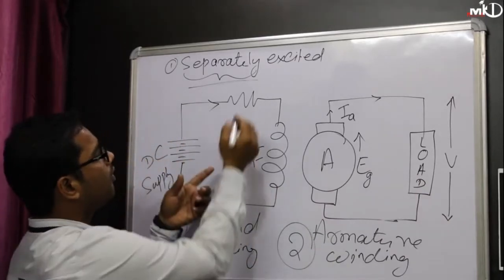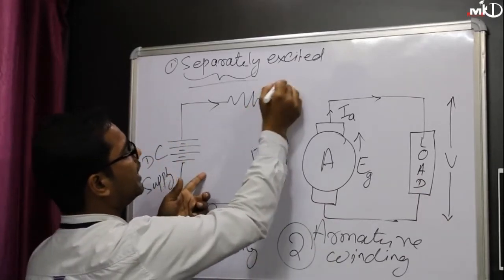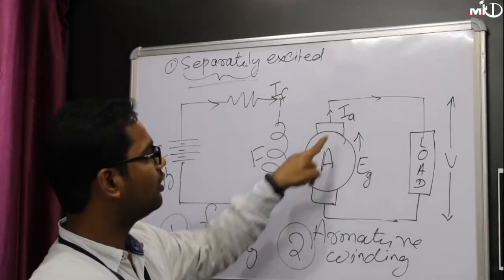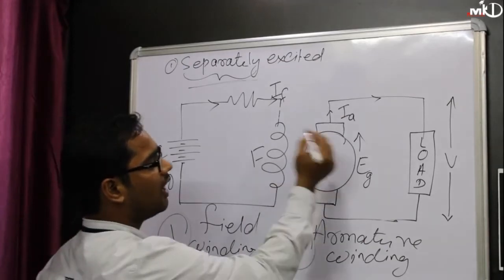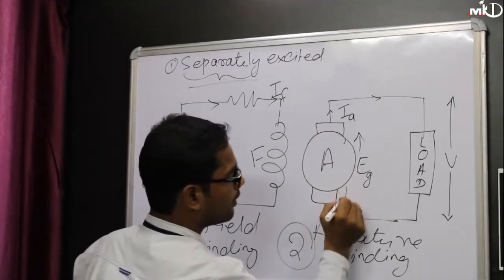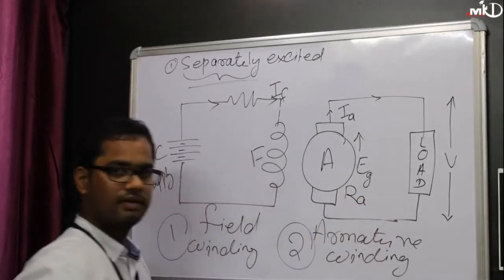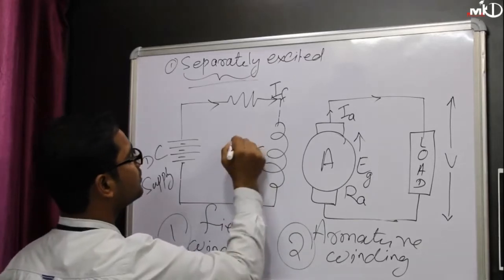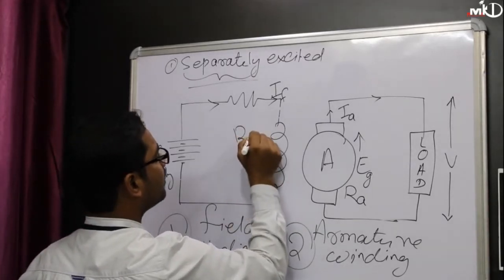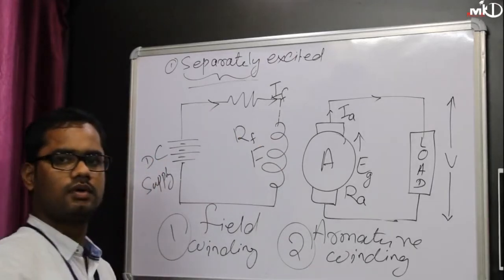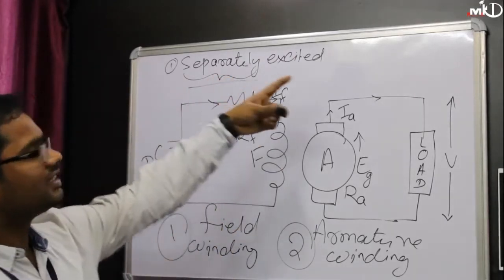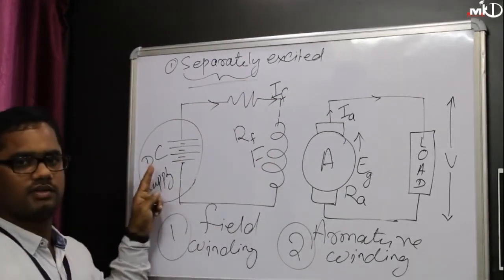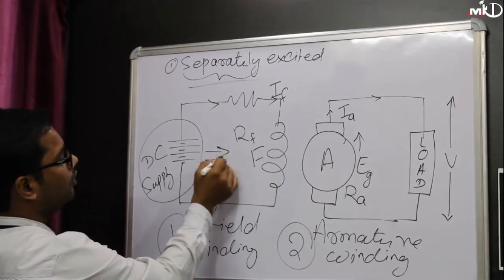Here, whatever the current flowing here is called IF, field current. Similarly, the current in the armature is called IA, armature current, and the resistance of the armature is written as RA, and the resistance of your field is denoted as RF. So this is all about your separately excited system, means a separate DC supply, a battery, is given to your field winding.